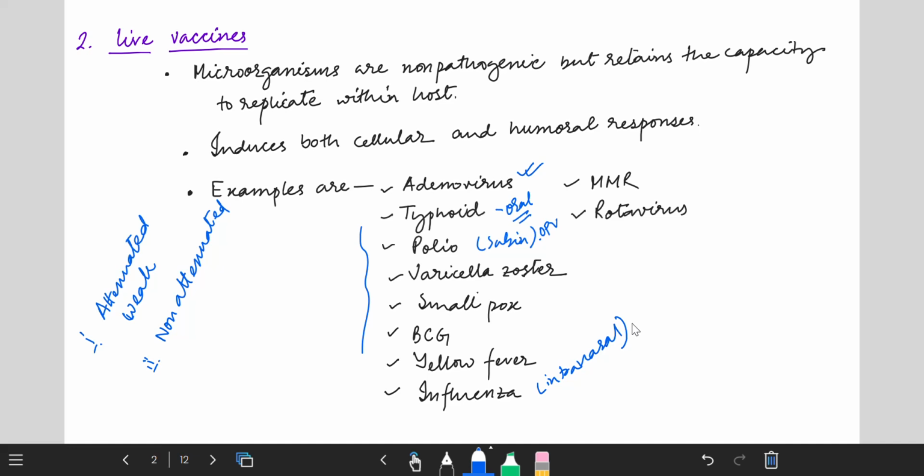You need to revise all the things. You need to remember all the examples of this kind of vaccines from your exam point of view.